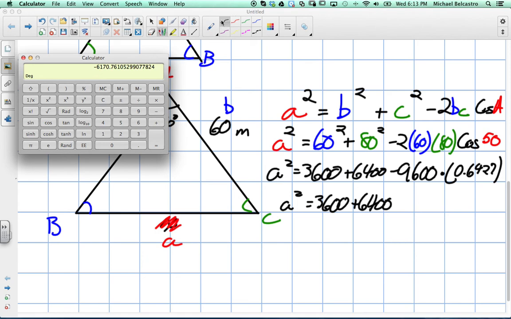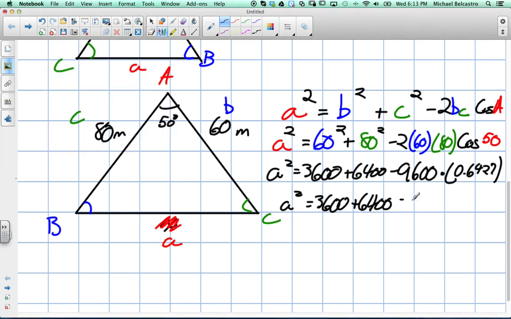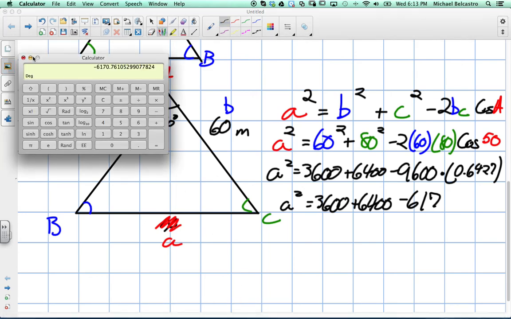So you don't have to memorize the numbers. It's just the process that's important. So 6,170.76. I think that's right. I might have already forgotten. Yeah, 6,170.76.